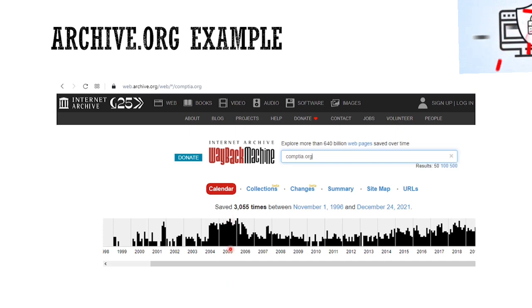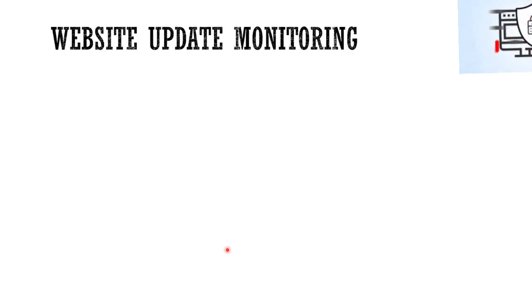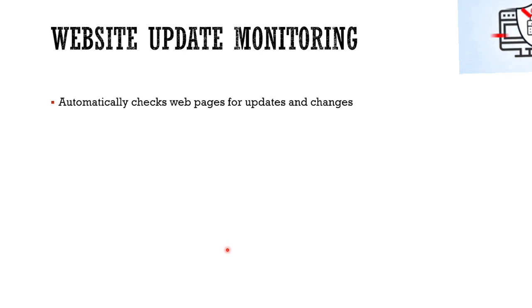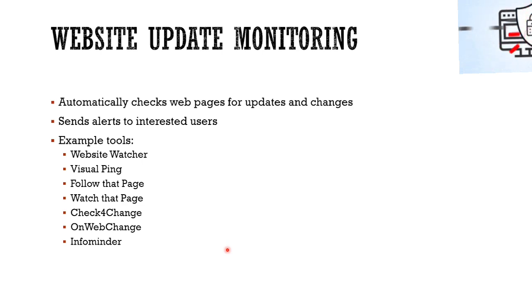You can also subscribe to website monitoring, and I've talked about this in other scenarios. This monitoring will actively check web pages for updates, and it'll let you know. It'll send you alerts. Here are just some of the tools you can use for website update monitoring. So that's our look at doing OSINT just by crawling all over and searching websites and web servers and web pages. And now, on to the next topic.